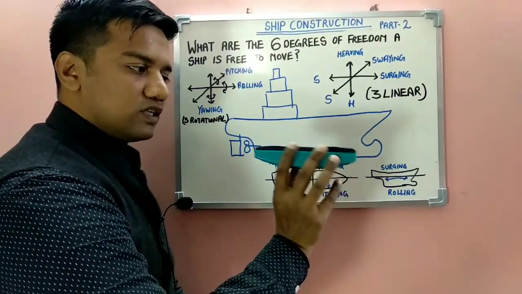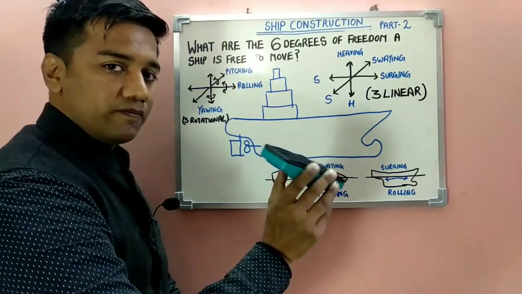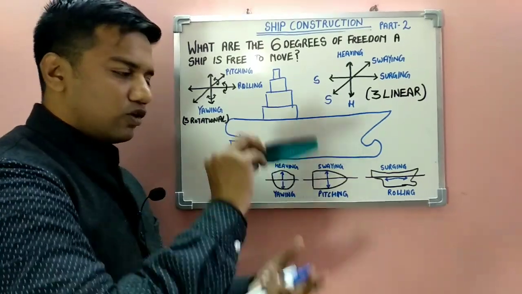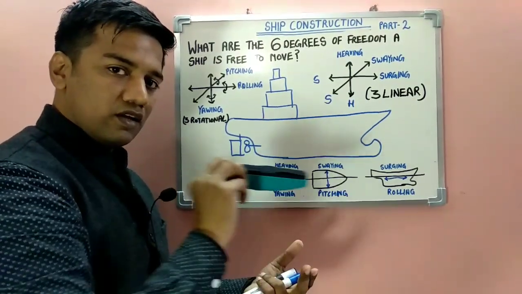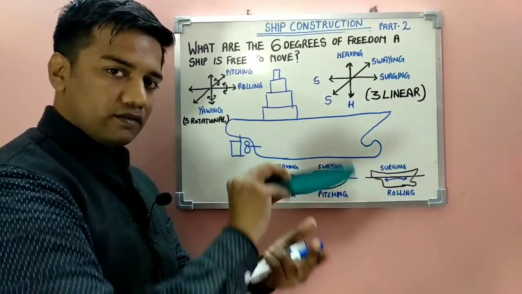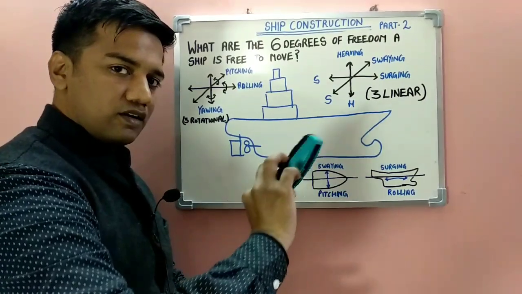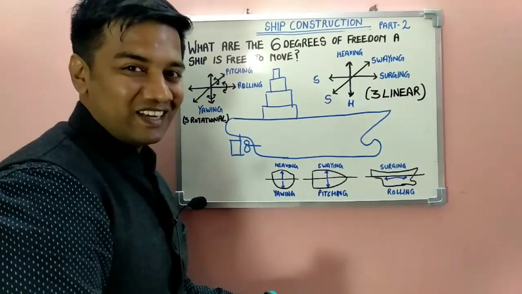So this is another movement. Three linear movements and three rotational movements. The three linear movements are heaving, swaying, surging. And the three rotational movements are rolling, pitching, and yawing. So these are your 6 degrees of freedom.